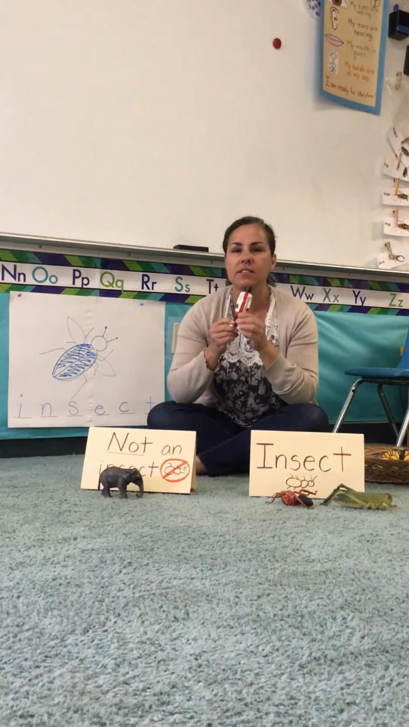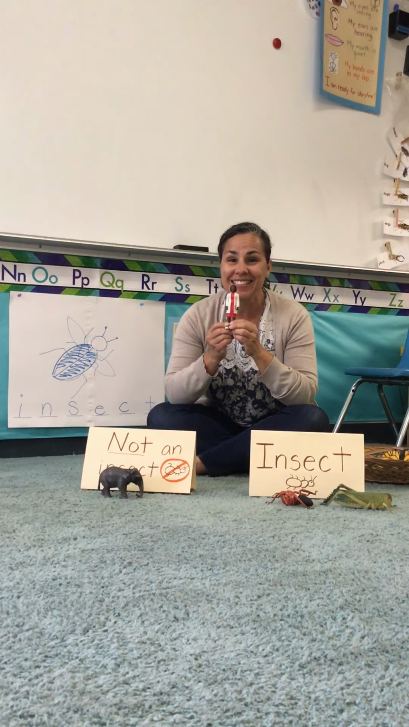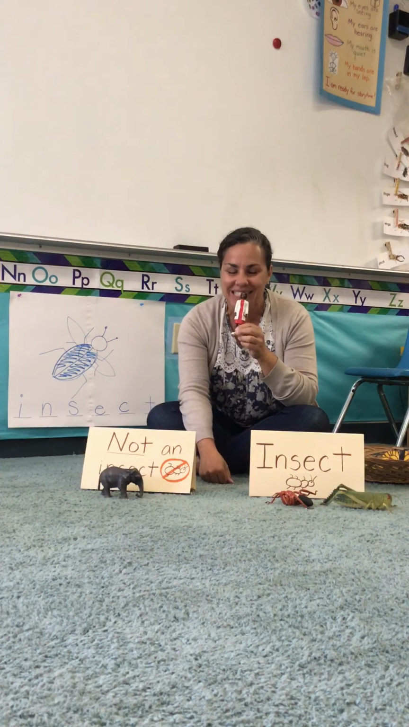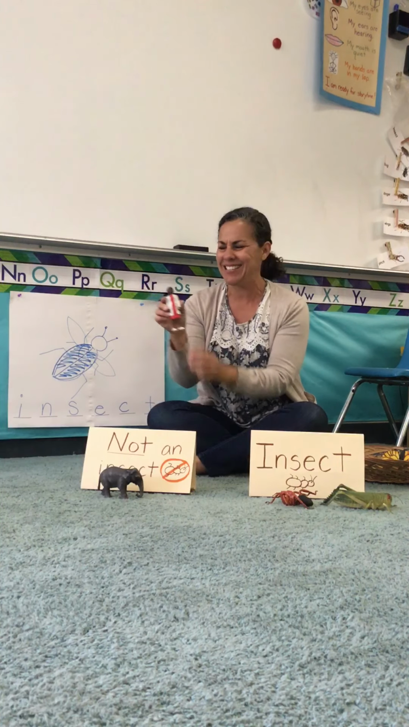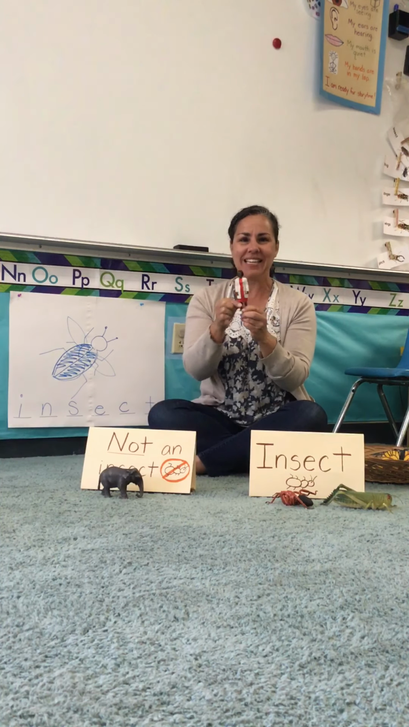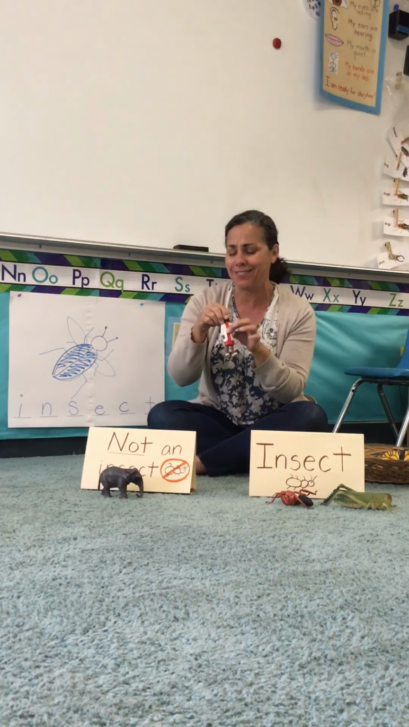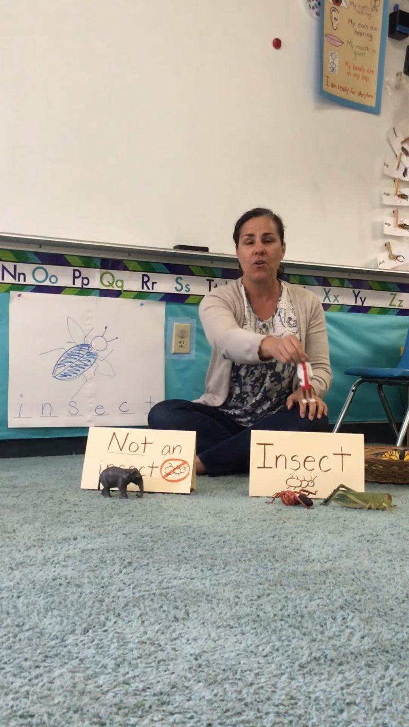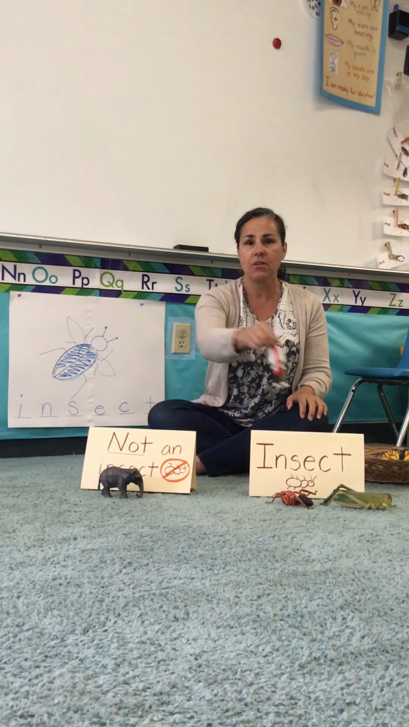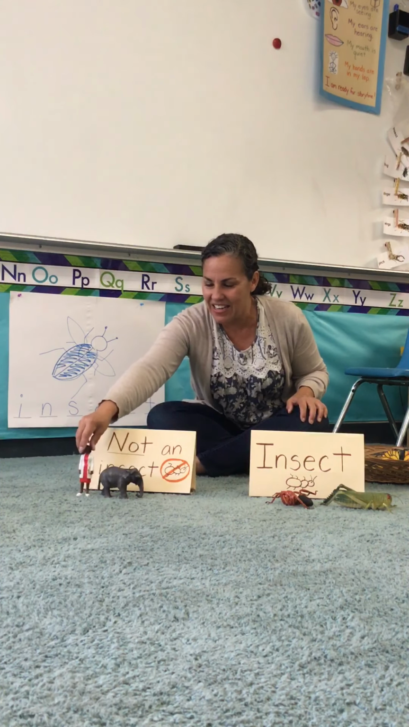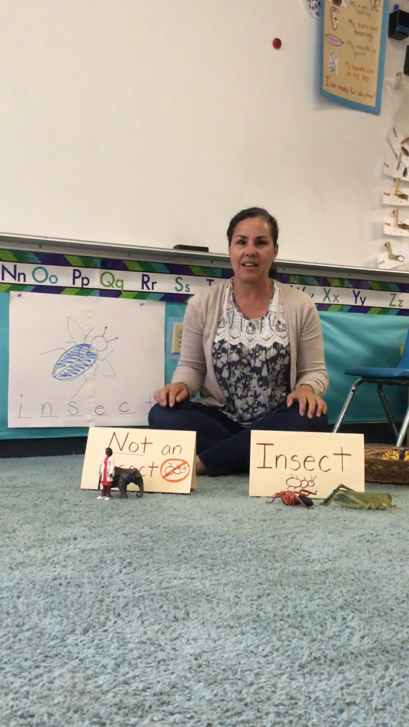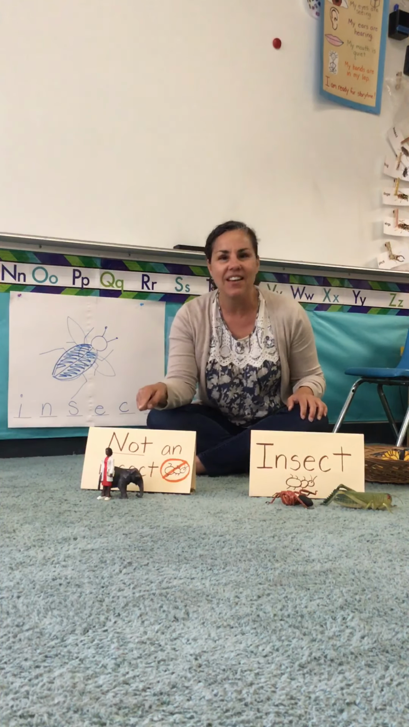Okay, what about this one? Is she an insect? Don't be silly, Miss Kelly. This is a person. Are people insects? No, no antenna, only 2 legs. She's not an insect. Should I put it here or here? Show me with your finger. Here or here? Good. Not an insect. I'm going to have her lean right against that elephant. Not an insect.